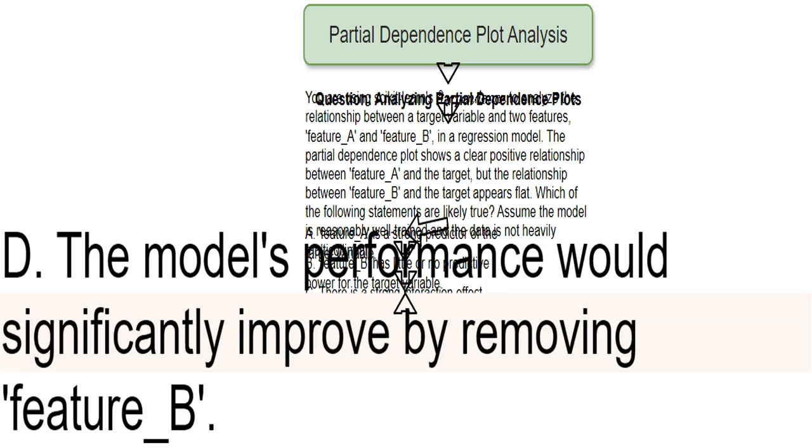Because feature_B seems to be useless for prediction, removing it might improve my model's performance. It's a good candidate for removal, but there's a slight chance that it plays a small role that is not visible in the plot. I might need to investigate more to be sure.